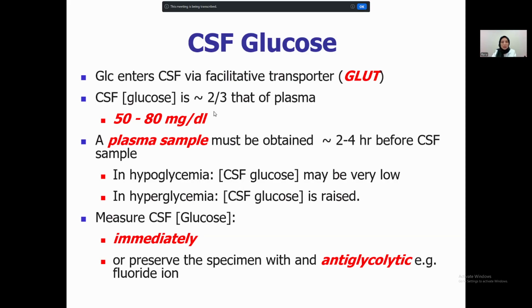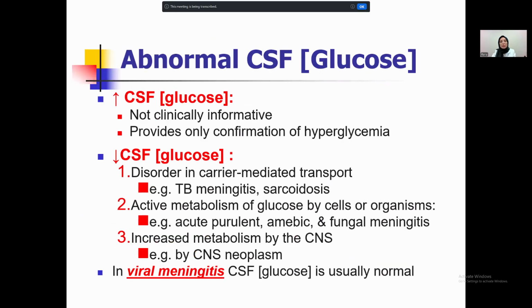So from this slide we know the CSF glucose concentration will be 2/3 of the glucose in the blood, and it enters through facilitative transport. I mentioned that many times because we will now see abnormalities where this glucose transporter is important. If glucose is high, it's not clinically informative, because in the lab we always think about low glucose in CSF.